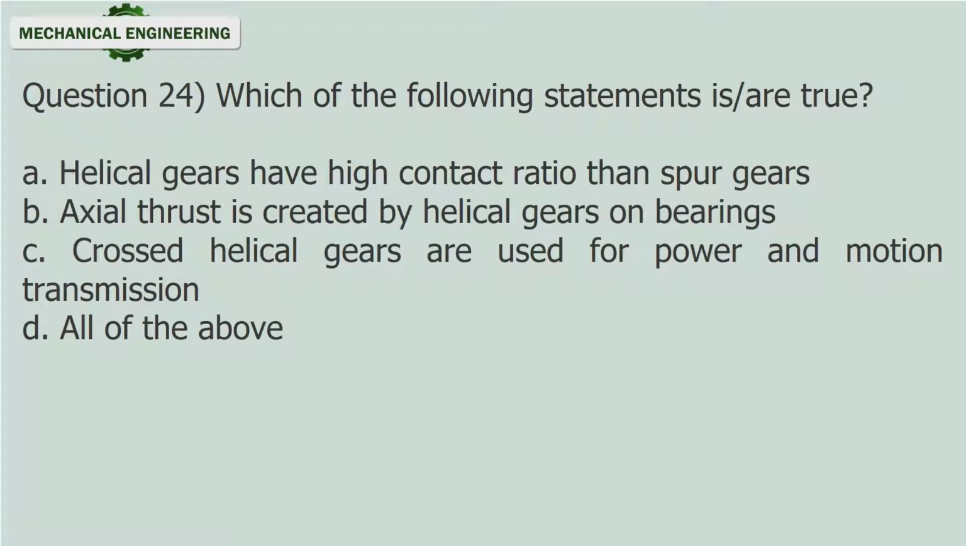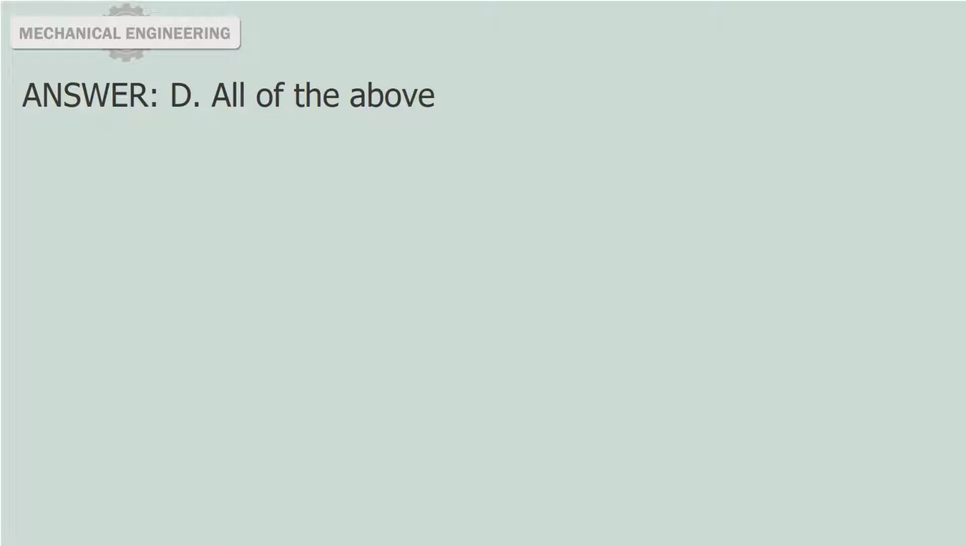Question 24. Which of the following statements are true? A. Helical gears have high contact ratio than spur gears. B. Axial thrust is created by helical gears on bearings. C. Crossed helical gears are used for power and motion transmission. D. All of the above. Answer: D. All of the above.